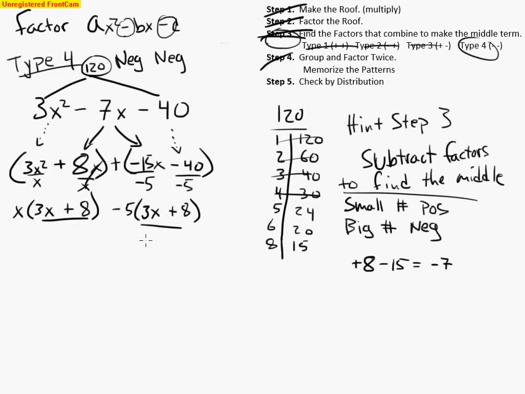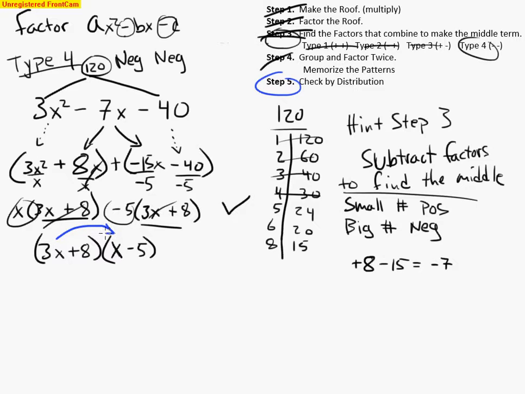Is this the same? Yes, it's the same, so I'm good. So let's go ahead and write it once. 3x plus 8. Okay, now what's left over? This x and this negative 5. So now I have an x minus 5. Boom, finished. Beautiful. Step 5 says check by distributing.